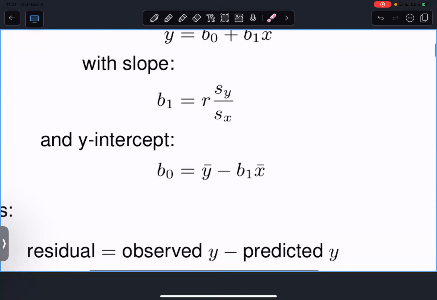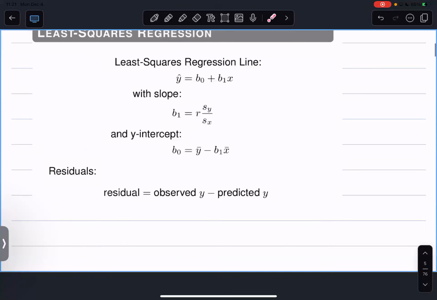The y-intercept, b0, relies on b1. So even though it's a little bit counterintuitive to solve for the slope first, you're going to need the slope here, right? And so then you have the average of the y's minus the slope times the average of the x's. So that's 5 things that you would need, or I need to give you, in order for you to build this regression line by hand.